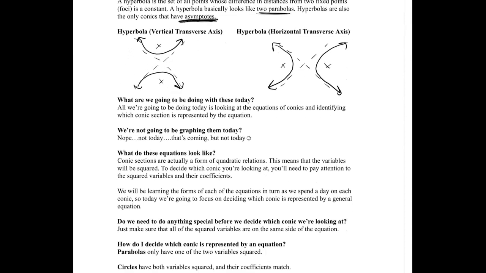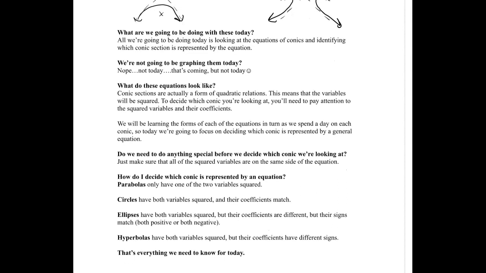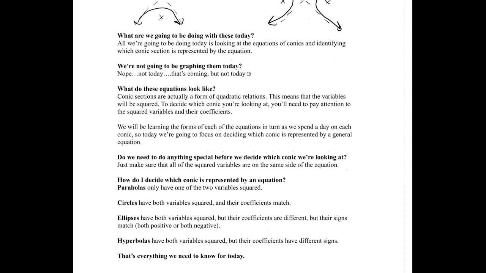Alright, what are we going to be doing with these today? Well, we're going to be looking at equations and trying to identify which conic section is represented by said equation. So we're not going to be graphing them, which is why I'm not trying to emphasize them too much. I'm just basically trying to show you their shape. So what do these equations look like?